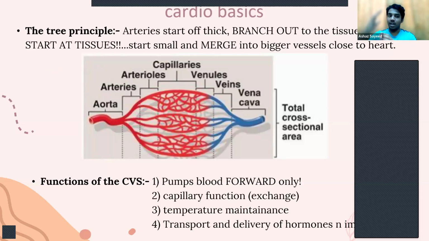Veins start at the tissues. Many people have this misconception that veins start at the heart. No, the veins start at the tissues where the arteries ended. From there, they're going to merge in towards the heart.